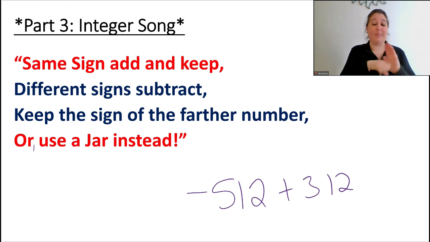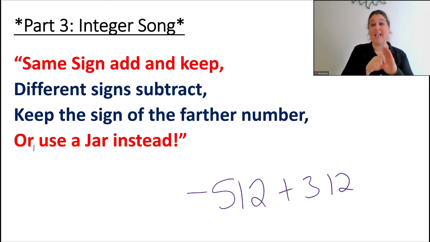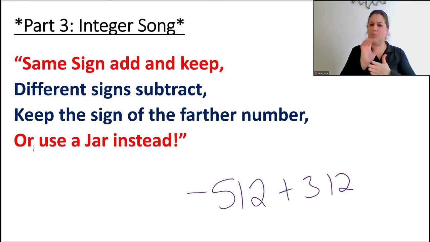Let's do it again. Same sign, add and keep. Different sign, subtract. Keep the sign of the farther number or use a jar instead. One more time. Same sign, add and keep. Same sign, add and keep. Different sign, subtract. Keep the sign of the farther number or use a jar instead.